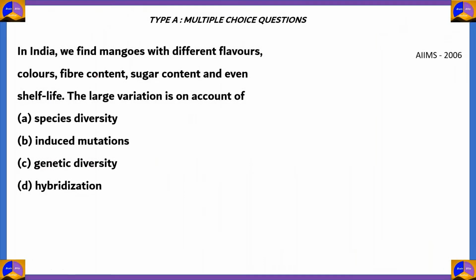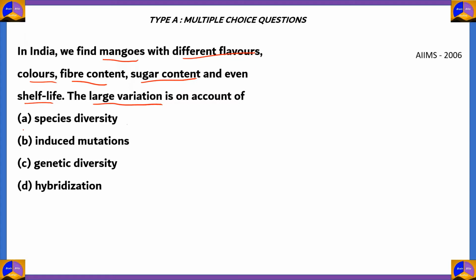Our next question. In India, we find mangoes with different flavors, colors, fiber content, sugar content, and even shelf life. The large variation is on account of A, species diversity, B, induced mutations, C, genetic diversity, D, hybridization.